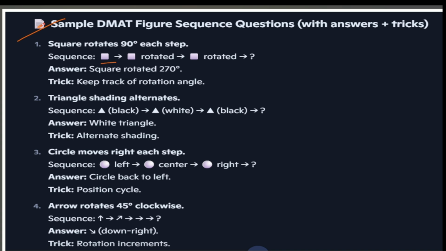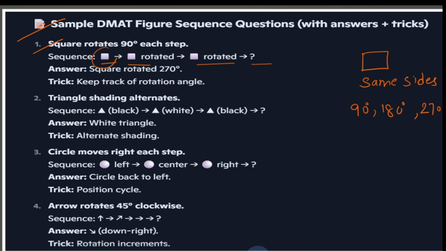So there is a square that is rotated, that is again rotated, that is again rotated. Square rotates 90 degrees each time, because it has the same shape, same sides, so when we rotate this, there would be no difference in the shape. So first it rotates 90 degrees, then 180 degrees. Okay, then what would be the angle of rotation? Obviously that would be 270 degrees.